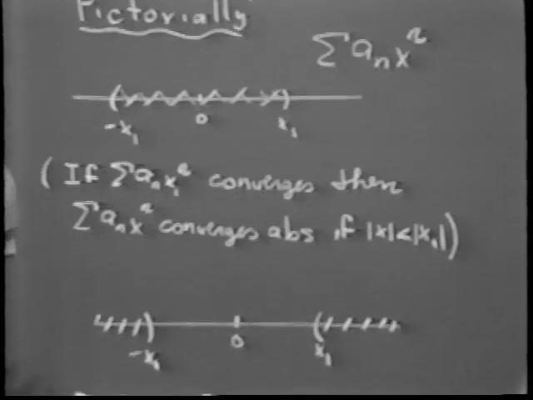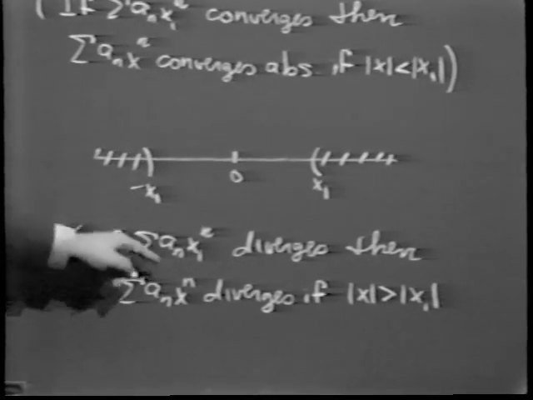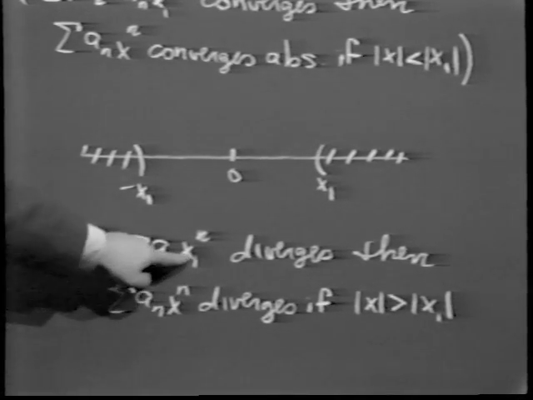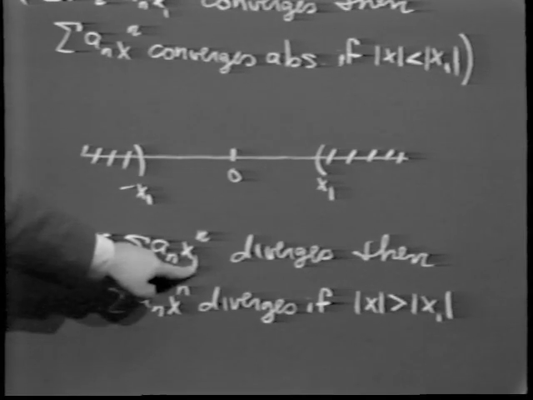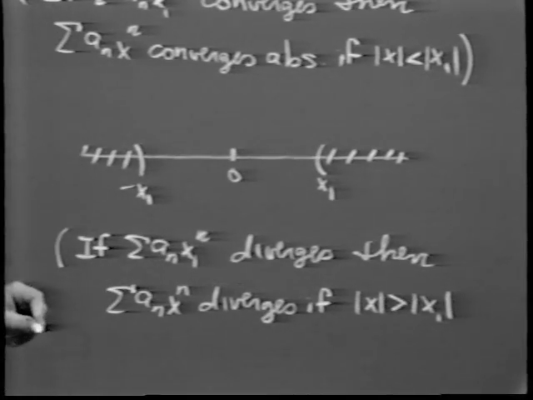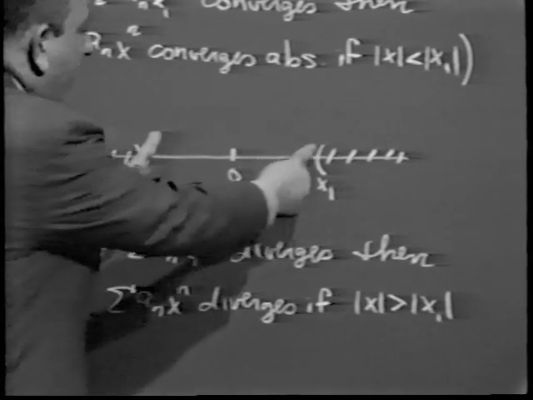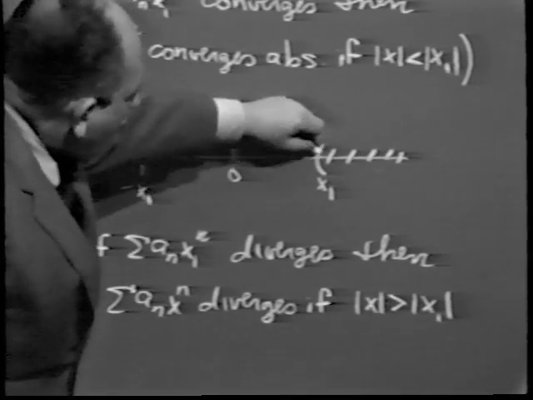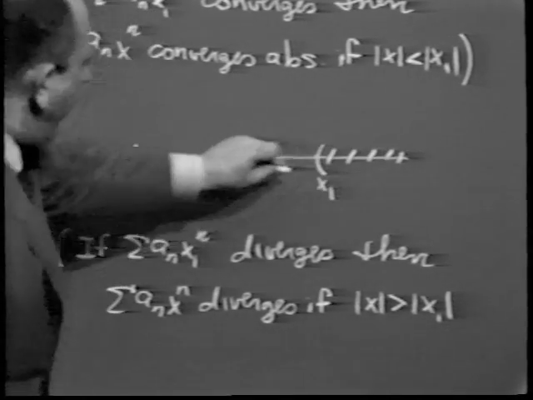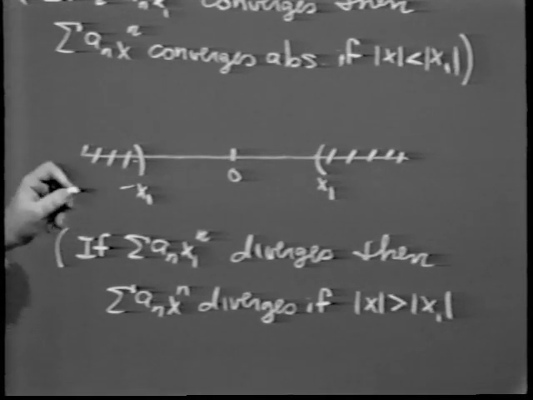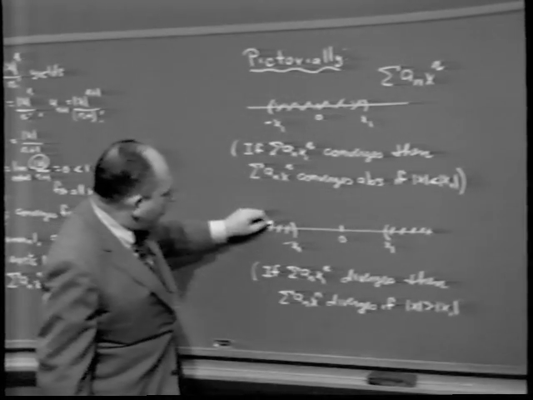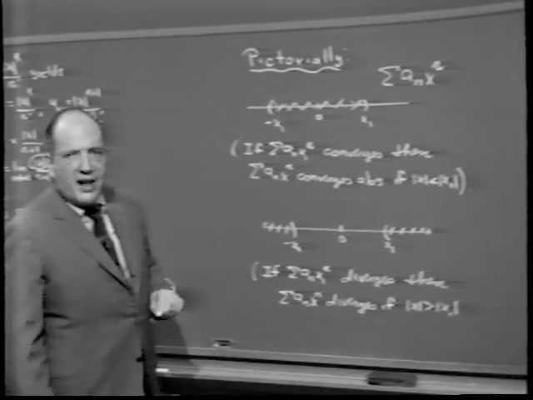Correspondingly, if this series diverges, and by the way, the whole proof of this hinges on the comparison test, essentially. If this diverges, then certainly if x is larger than x1 in magnitude, this will also diverge. In other words, once I know that my series diverges at this particular value x1, I know it diverges for all values of x which are greater in magnitude than x1, which means in terms of a picture, for everything further away from 0 than x1 and minus x1. In other words, if this converges in here, if this diverges, we have divergence out here.